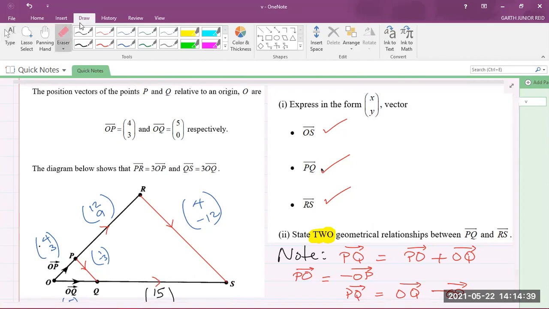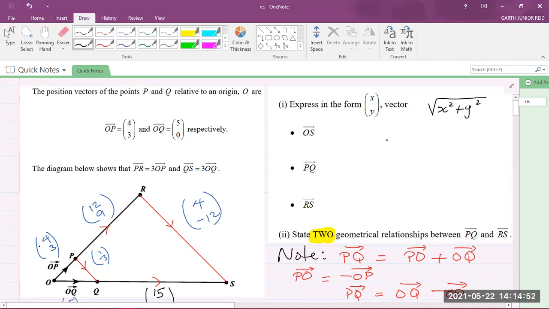Now remember that in order to calculate the length of vectors, it is going to be what? The square root of x squared plus y squared, right? You should remember that. That is how we find the length of vectors, and that is really coming from the Pythagorean theorem. So let's find the magnitude of the vector Rs.